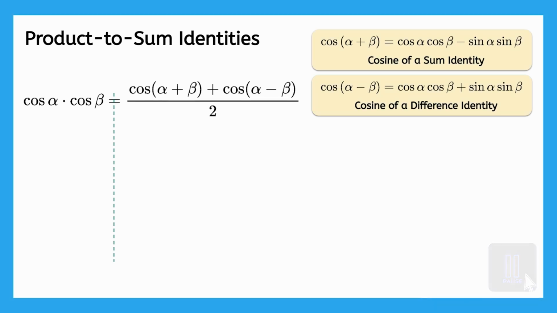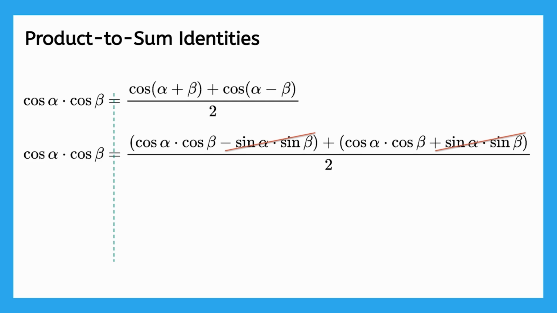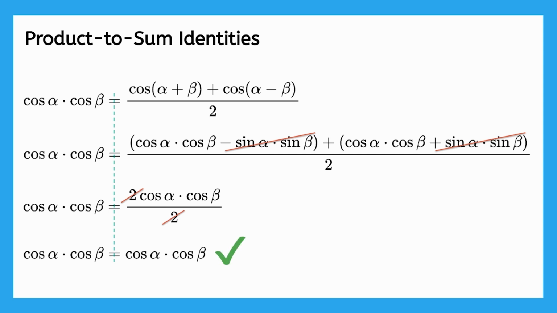How did you do? After using the identities to rewrite cosine of alpha plus beta and cosine of alpha minus beta, we can simplify by eliminating the sine alpha, sine beta terms and adding the cosine alpha, cosine beta terms. Simplifying the 2 on the numerator and denominator leaves us with cosine alpha, cosine beta, which verifies the identity.